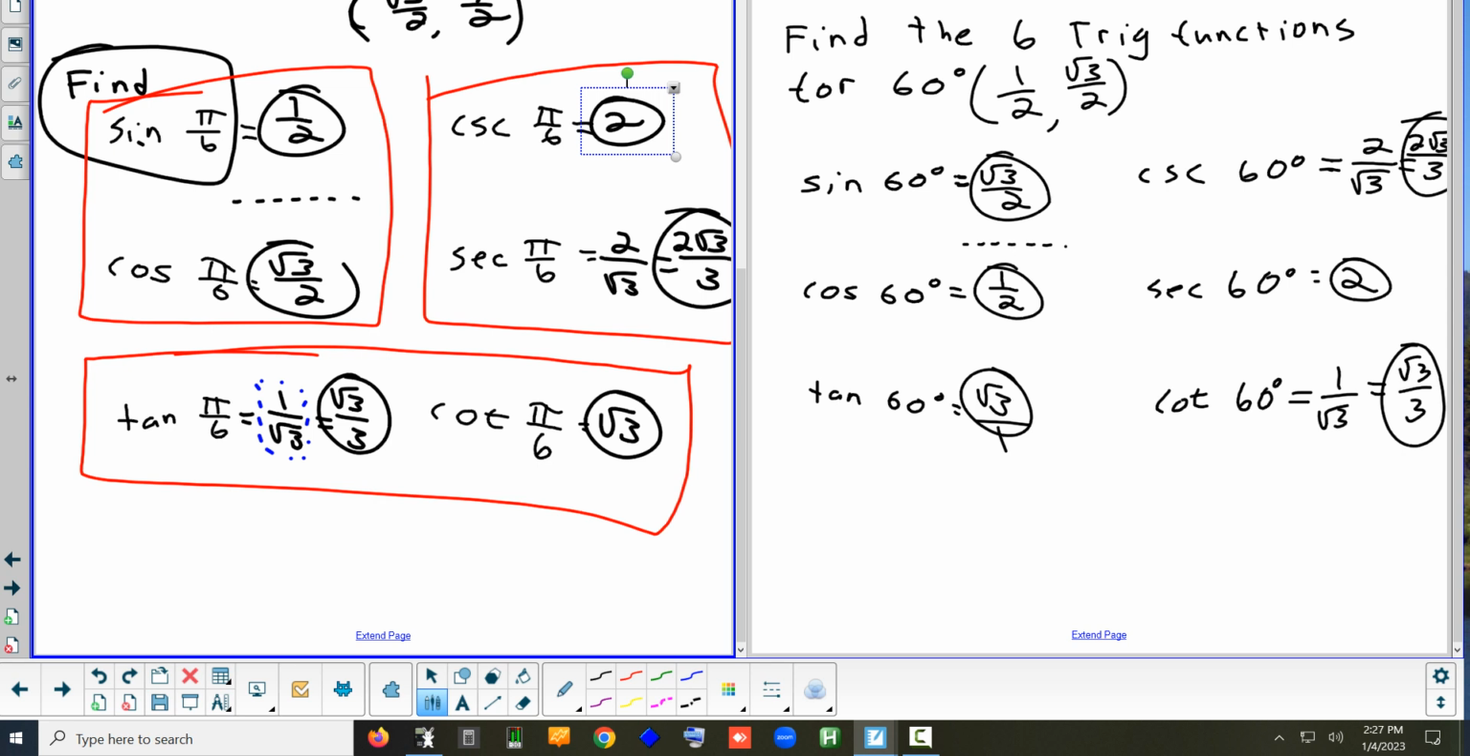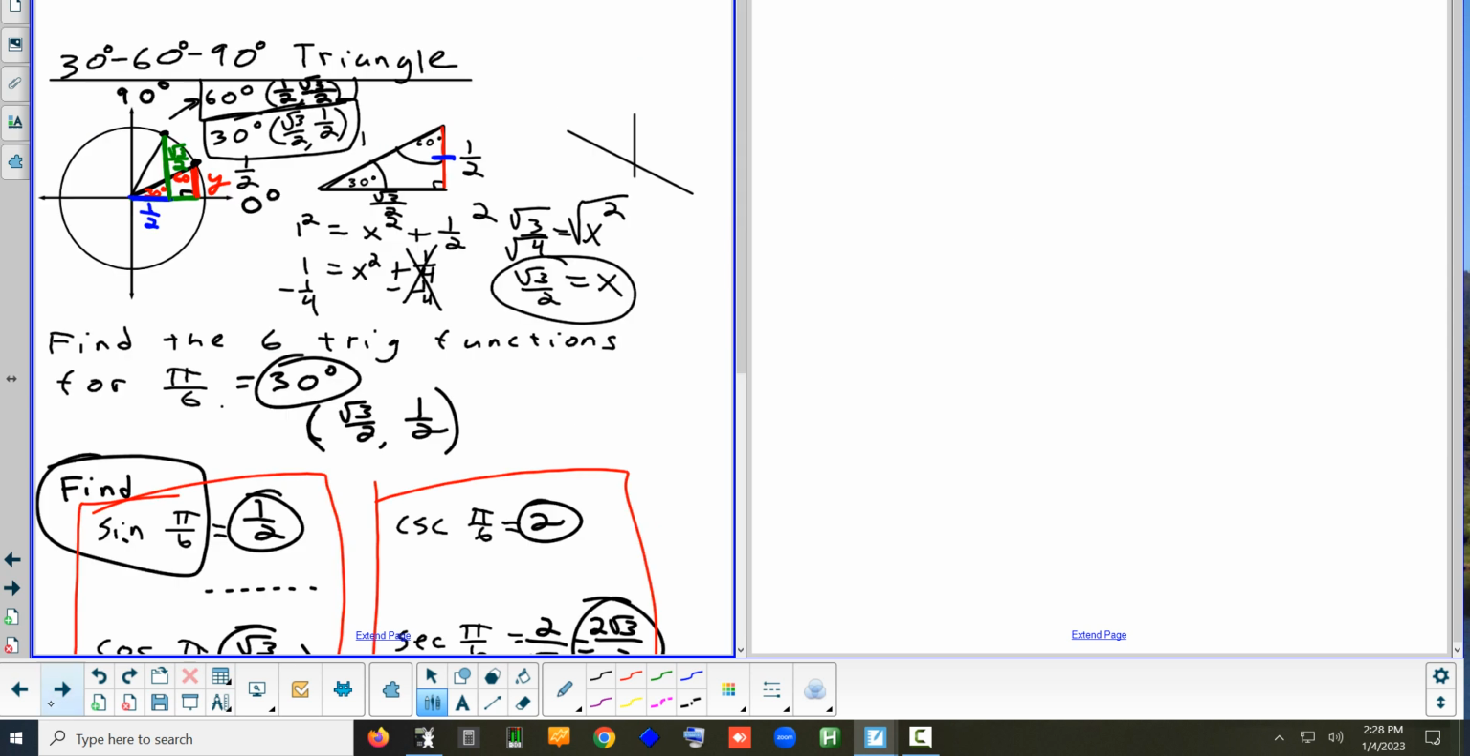Any question on getting the same answers with just different spots? All right. So those are the trig functions for 30 and 60.